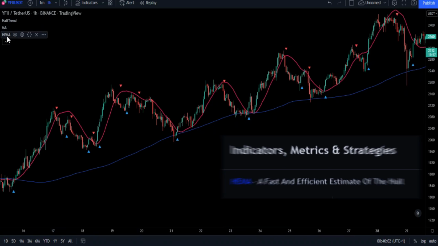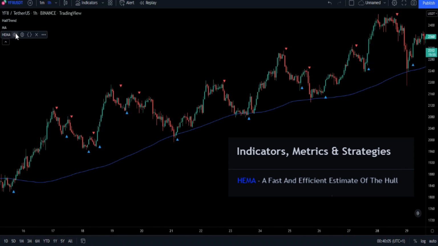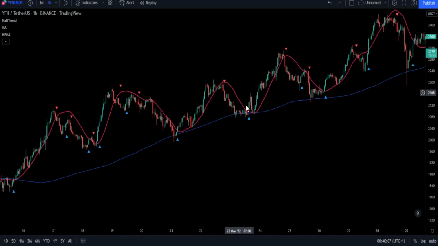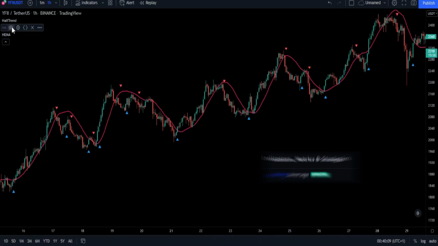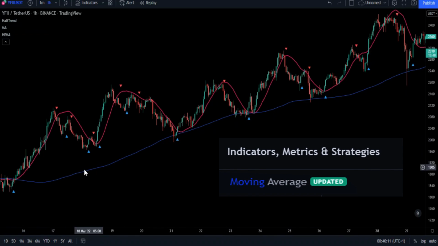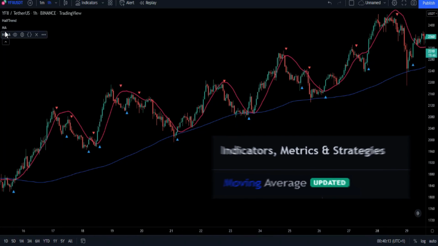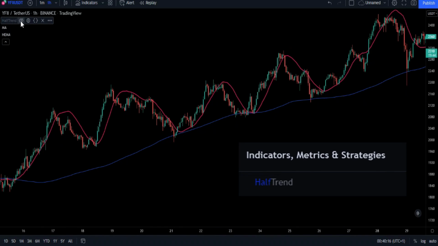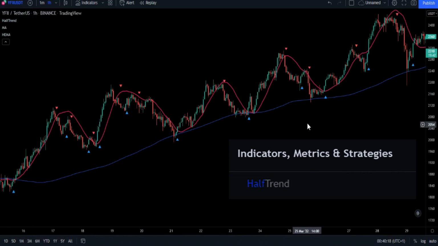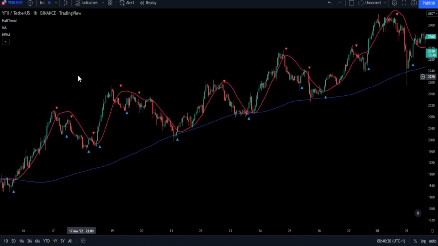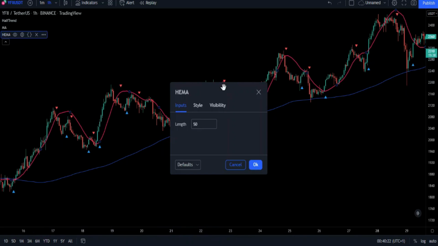The first indicator is the HEMA indicator, which is derived from the moving average, and as you can see here it is in red. The second indicator is the moving average, and it is in blue, and we will use it to determine the direction of the trend only. The third and final indicator is the half trend indicator, and it will be the main indicator for determining entry and exit. Let's start adjusting the settings.